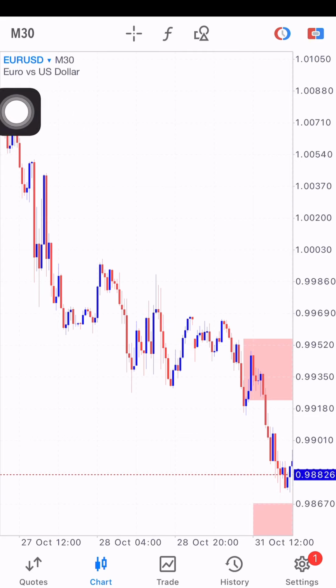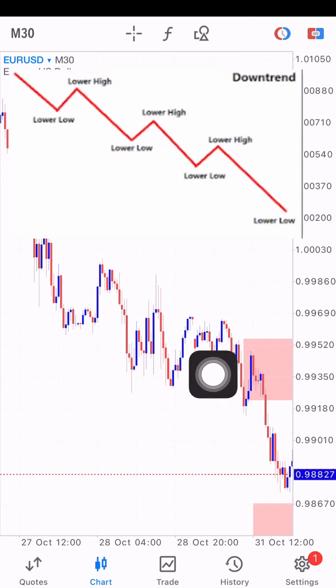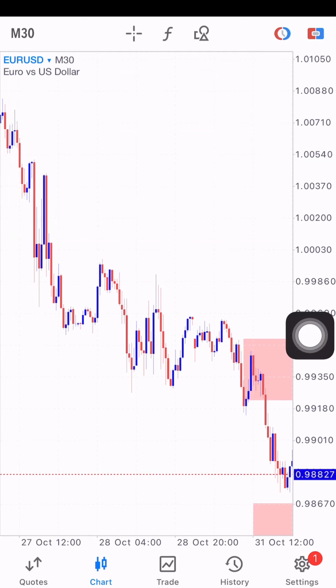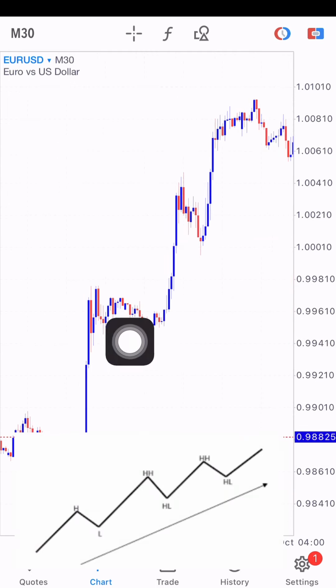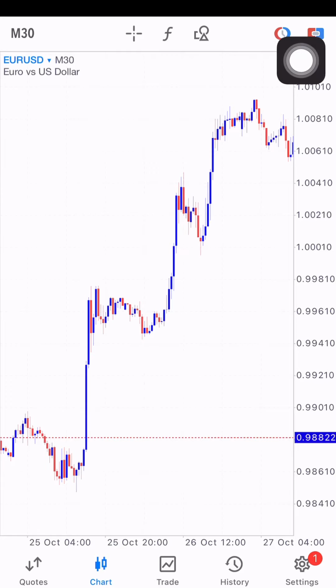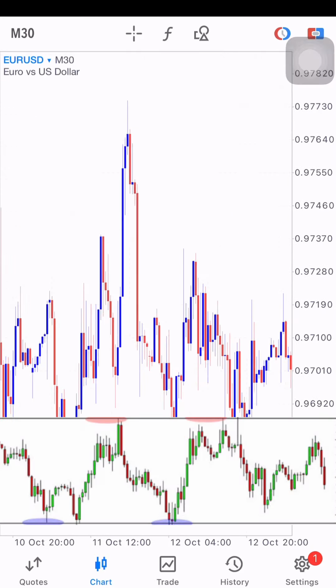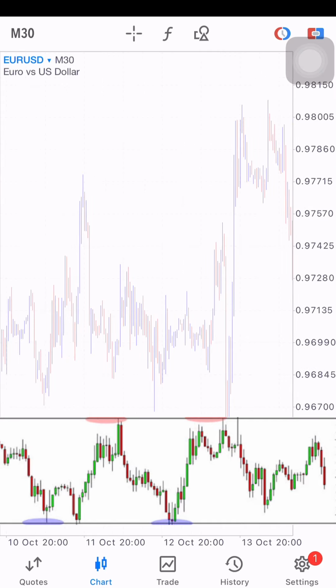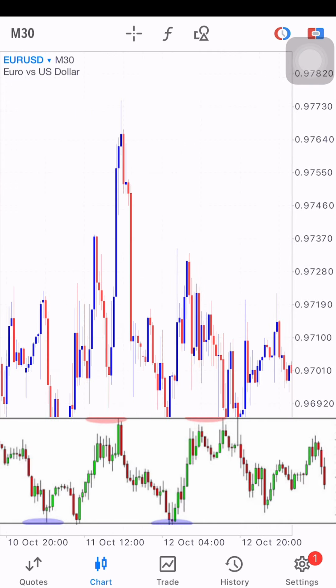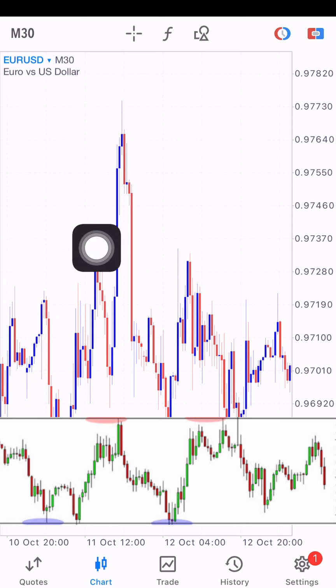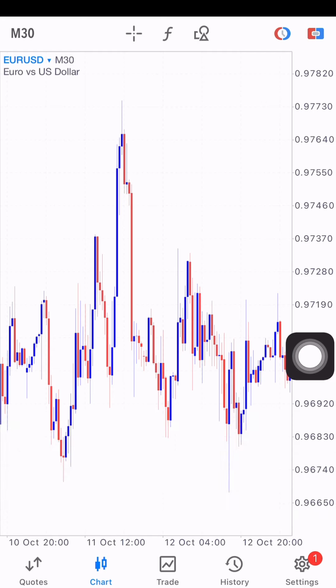So in conclusion, let me just explain this. Bearish market is the market going downwards. You understand? Then bullish market is the market going upwards. You understand? Going up. Then ranging market is the market going without any specific direction. You understand? It is just consolidating, going up, coming down, going up, coming down. So these are the three types of markets that we have.